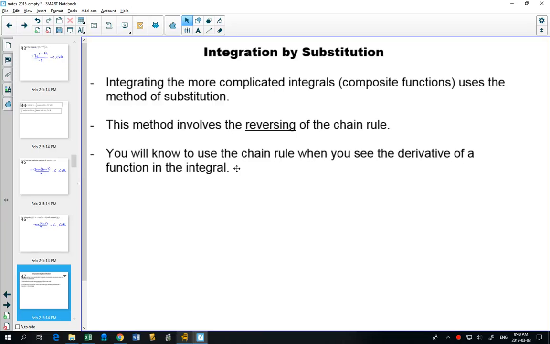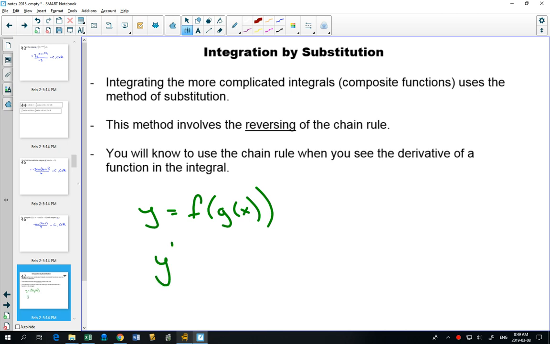And so integration by substitution is a method of reversing the chain rule. And when we did the chain rule, I don't know if you remember, let's write out our chain rule again. So if you have f of g of x, what is our chain rule? Our chain rule says do the derivative of the outside function, keep the inside function the same, right? Multiplied by the derivative of the inside function.